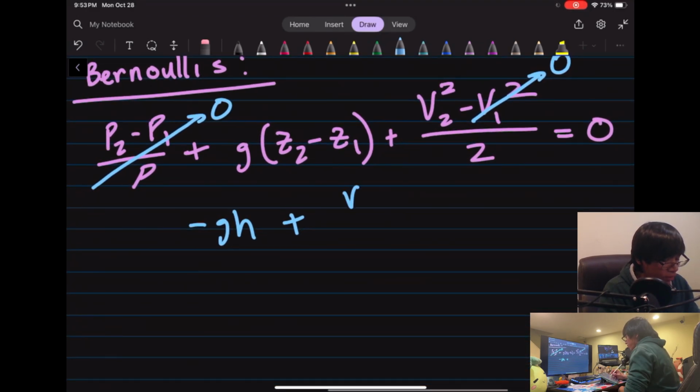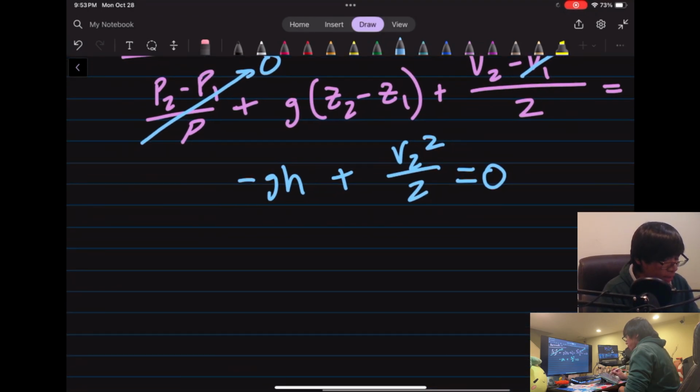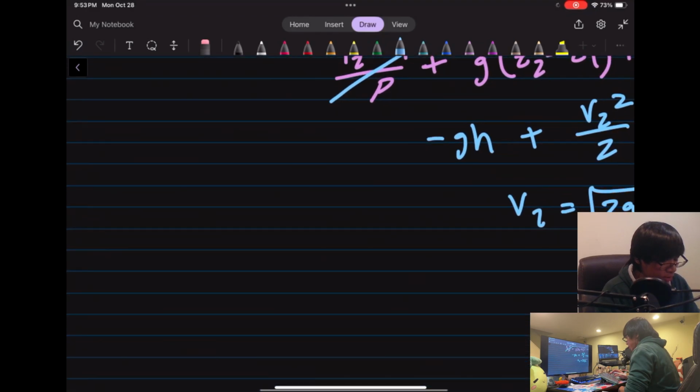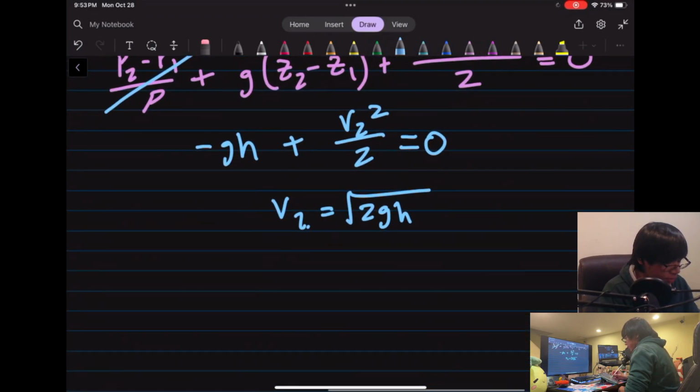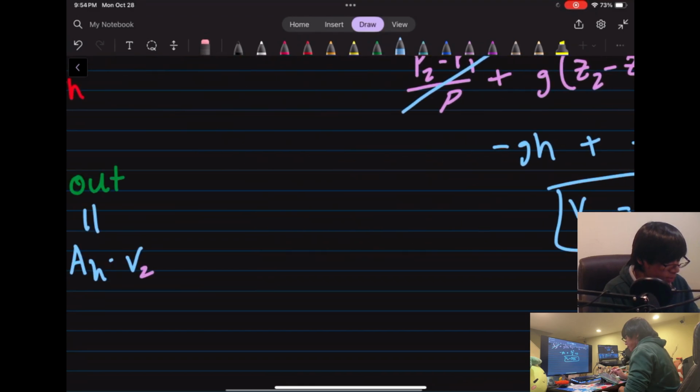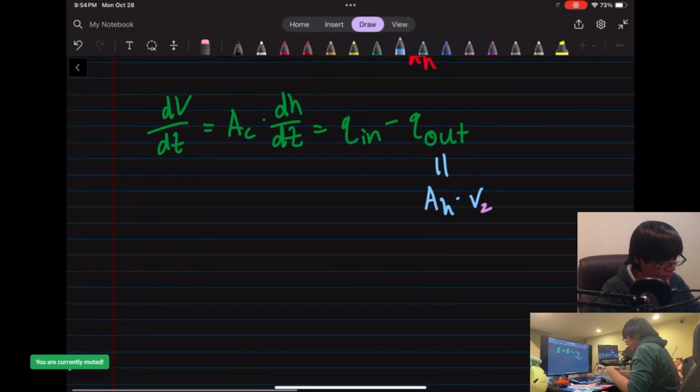Now we're left with our expressions, our velocity and our potential energy. And isolating for velocity, we should have gh times 2 and square root. So that's our expression for velocity 2 at point 2, the outlet flow. And then substituting that back in, we have our expression overall.